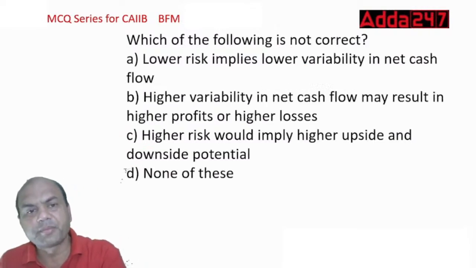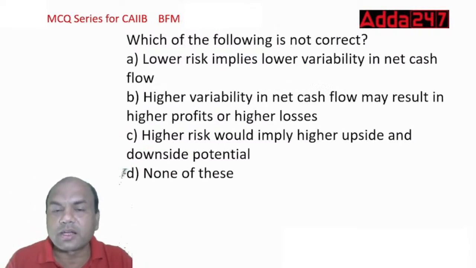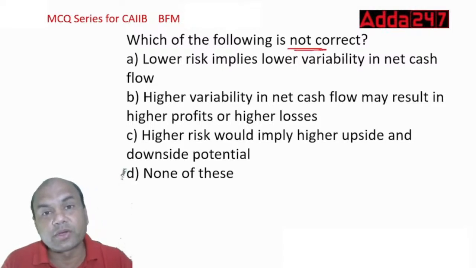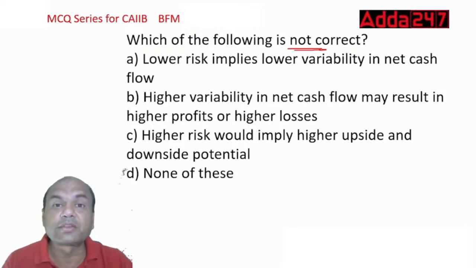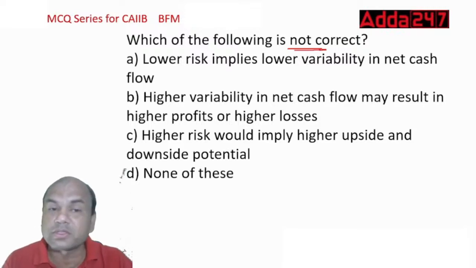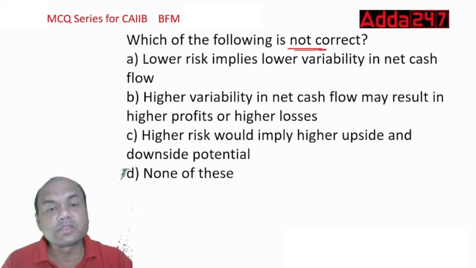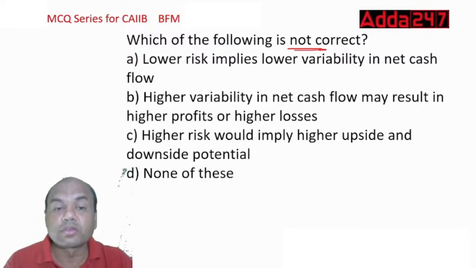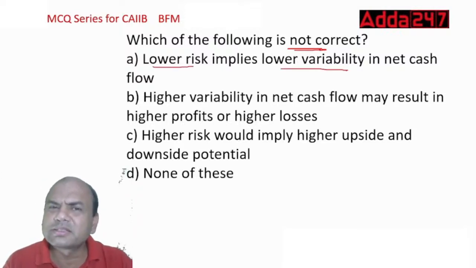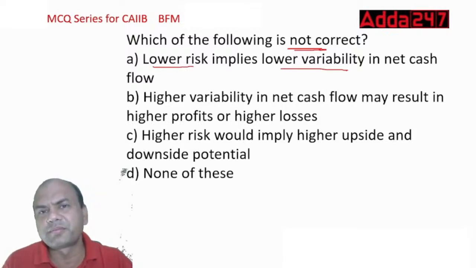Which of the following is not correct? Now see here, in the exam you have to always check what is asked. Sometimes they will ask you what is correct, sometimes they ask you what is not correct, sometimes which one is false. So you have to tick the right one. That's why you have to read the question properly. So which of the following is not correct? Lower risk implies lower variability in net cash flows. So lower risk means lower variability. What do you mean by this term? Lower risk, lower variability. Is it true? We want not correct.